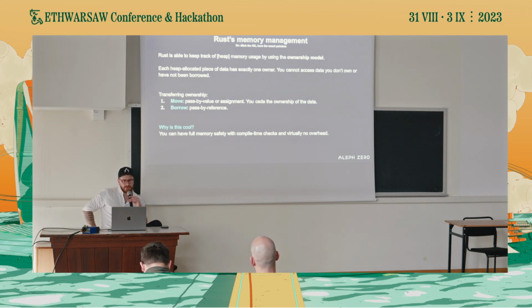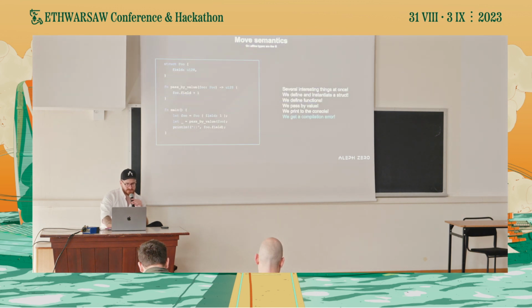So one is move, and those of you familiar with C++ probably know move semantics. So this is kind of similar. Moving happens when you are passing by value, like just passing your argument to a function, or you are assigning. And moving means that you are no longer in ownership of the data. So if you pass it to a function, now this function becomes the owner of the data, and you can no longer access it, as we're going to see in just a moment. And the second way is borrowing, and this is very similar to passing by reference in C++.